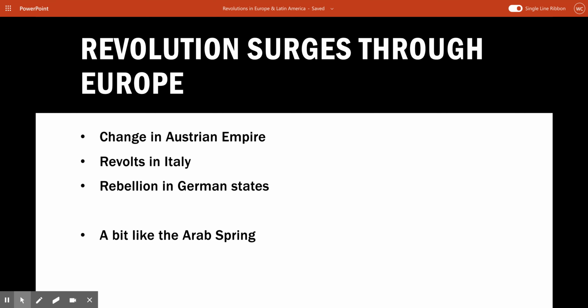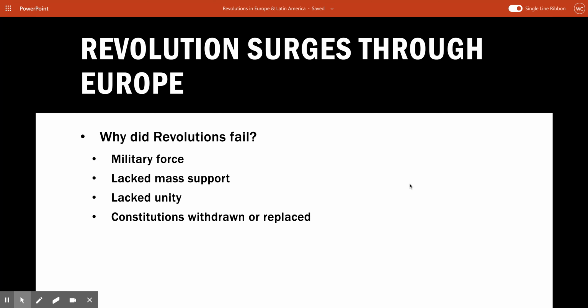Now, eventually, these revolutions, both in 1848 and in the Arab Spring, fail. So they are different from the revolutions of France. The other revolutions around Europe in 1848 fail. Keep that in mind. Whereas the revolutions in France were successful. And the reasons they fail, there's a handful of reasons. One is the governments have control over the military. And so when you have these revolutions taking place, the military is quickly able to come in and to squash them.